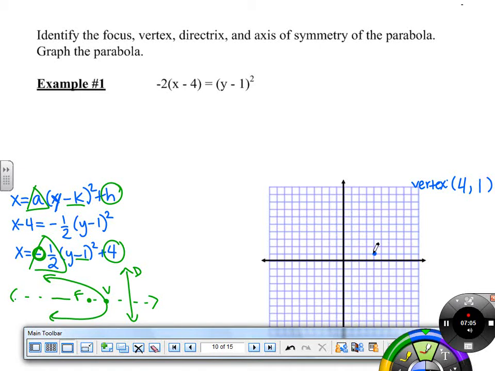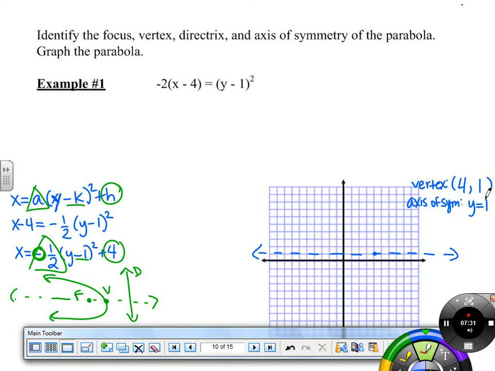Okay. Then I'm going to have to get some other information on my graph. Now, the one thing I'm familiar with already is that the axis of symmetry is going to go through here like this. And the axis of symmetry has an equation, in this case, of y equals 1. It's a horizontal line crossing through 1.